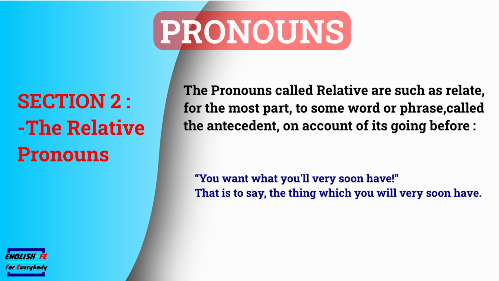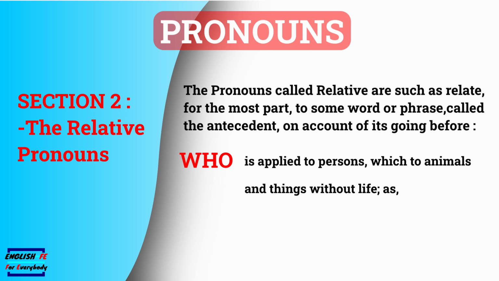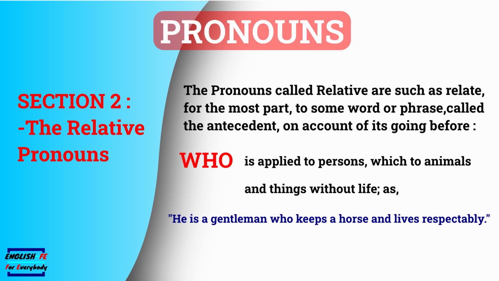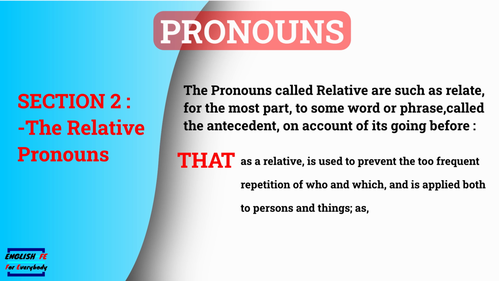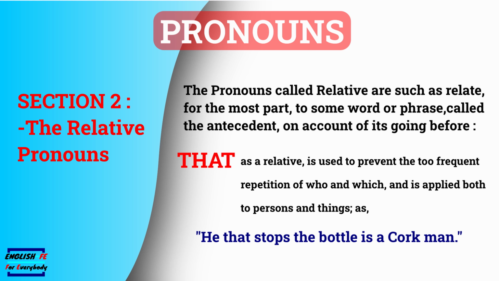soon have. Who is applied to persons, which to animals and things without life, as he is a gentleman who keeps a horse and lives respectably. To the dog which pinned the old woman they cried, "Caesar!" That, as a relative, is used to prevent the too frequent repetition of who and which, and is applied both to persons and things, as he that stops the bottle is a cork man. This is the house that Jack built.